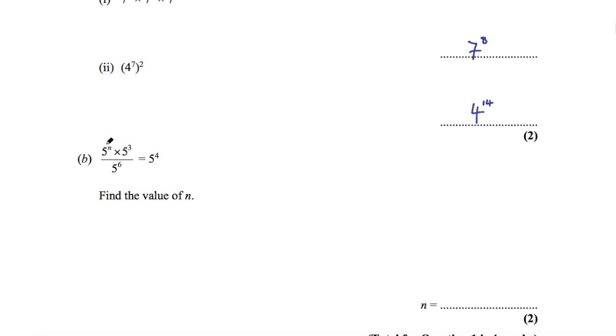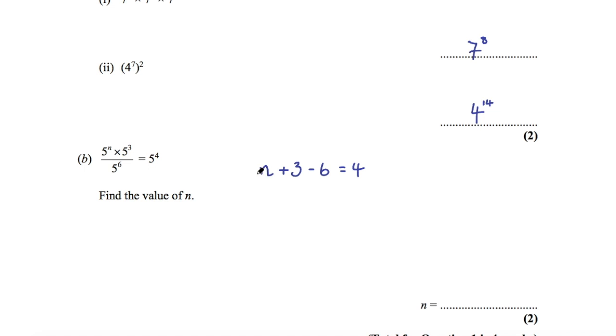Part b says 5 to the power n times 5 cubed divided by 5 to the power 6 equals 5 to the power 4. Find the value of n. Well, on the left hand side, remember we can add these exponents, so we'll be doing n plus 3. And then when we divide by the same base number, we subtract the exponent. So we need to do n plus 3 minus 6, and that should equal 4.